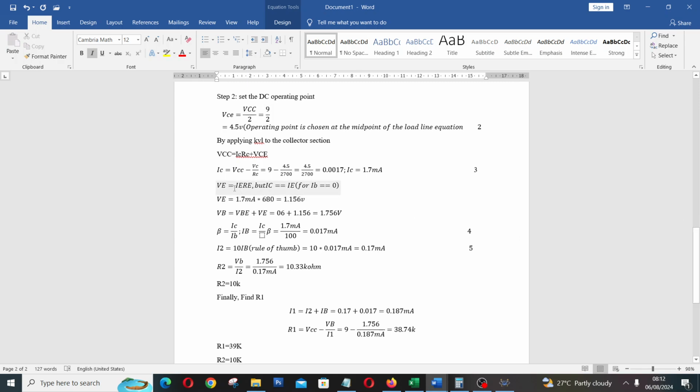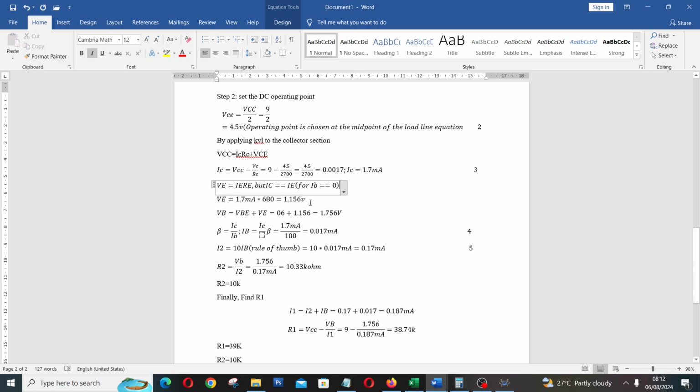Then from there, we know that the voltage across the emitter is equal to the current of the emitter multiplied by the resistance of the emitter. We equally know that in a transistor, IC is equivalent to IE, because the base current is extremely low. So in most cases, it is neglected to be equal to 0, at least for theoretical analysis sake. It is assumed to be equal to 0.